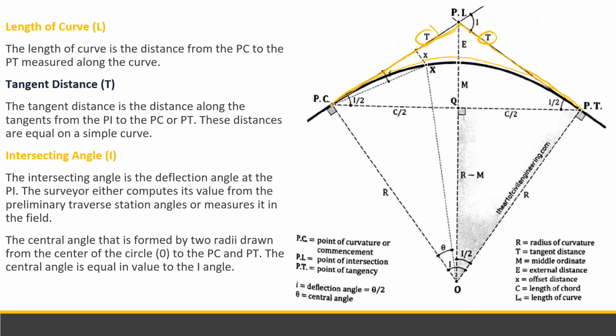Intersecting angle. So intersecting angle is the deflection angle at the PI. So itong angle na to. Yan yung intersecting angle. So the surveyor either computes its value from the preliminary traverse station angles or measures it in the field. So also sa geometry, if this is I, this is also I. Okay, so equal yung central angle at O and the intersecting angle at PI. So equal sila. Same angle.